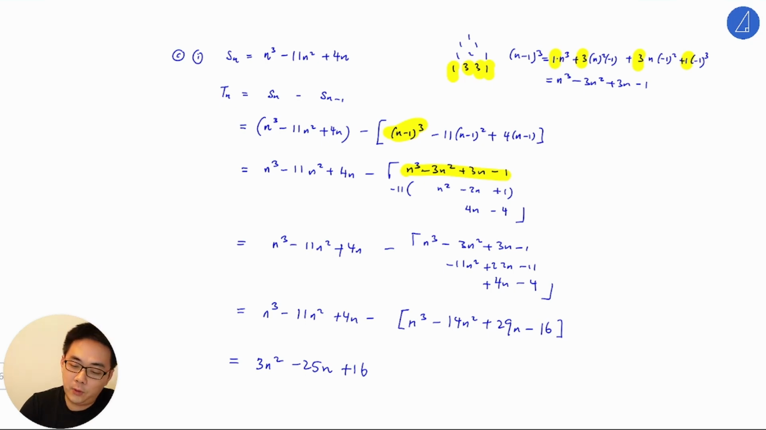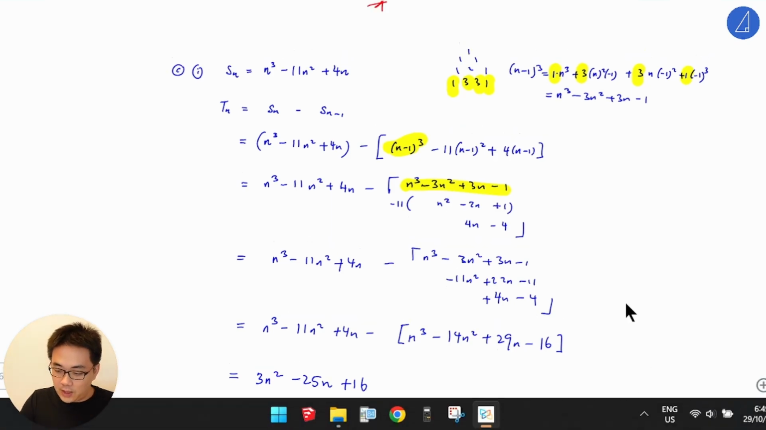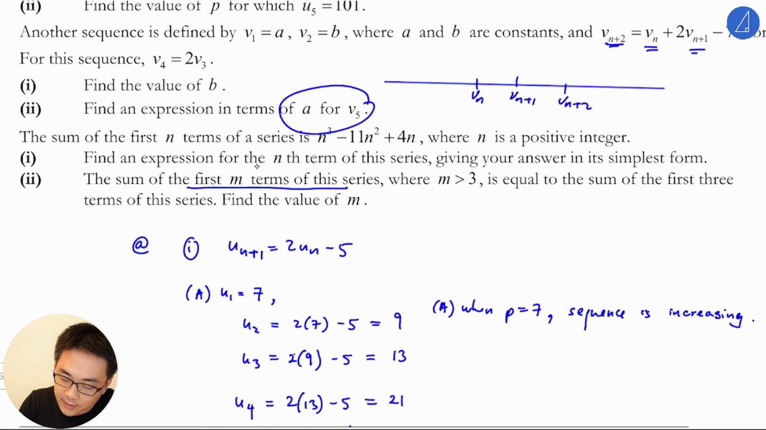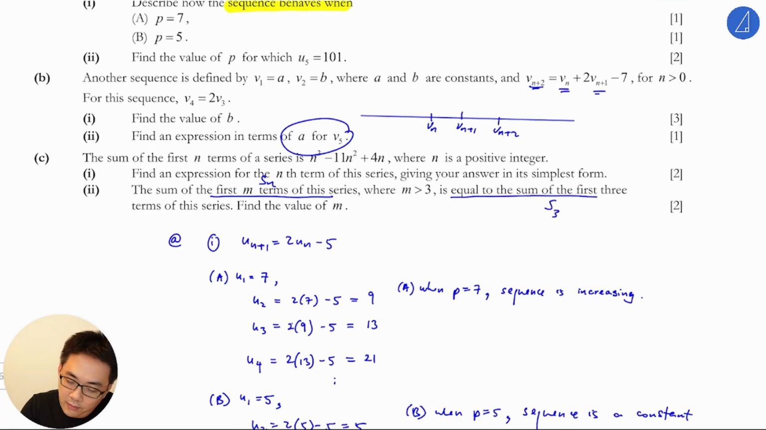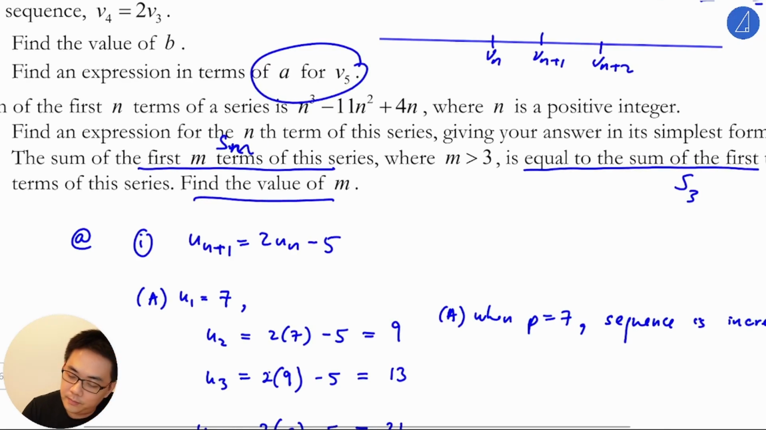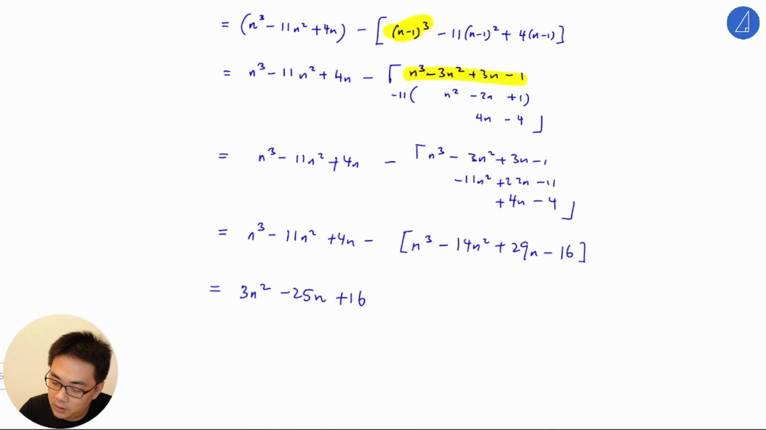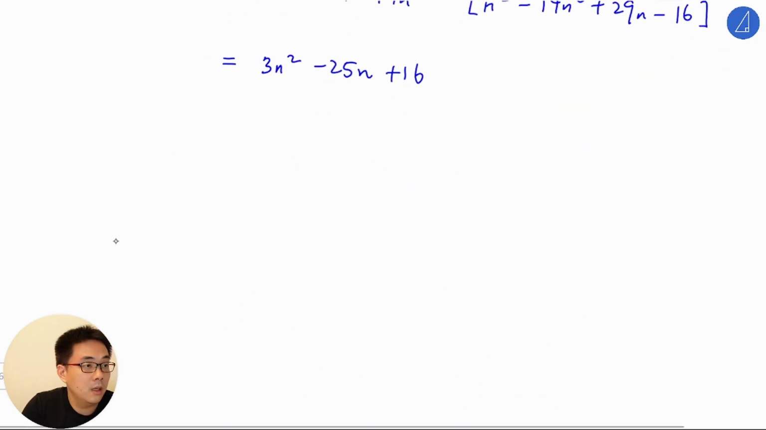I think C part 2 will be a problem if you do not know you can use your calculator. So just make sure you know how to key into the calculator and check. The sum of the first m term, which is Sm, is equal to the sum of the first 3 terms, which is S3. Find the value of m. Okay, great.